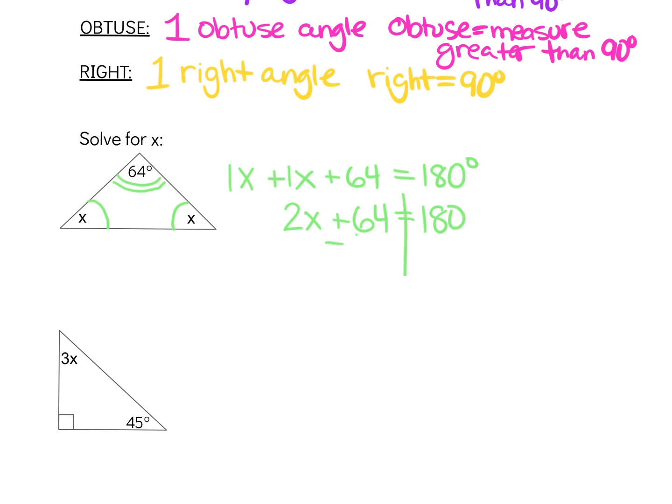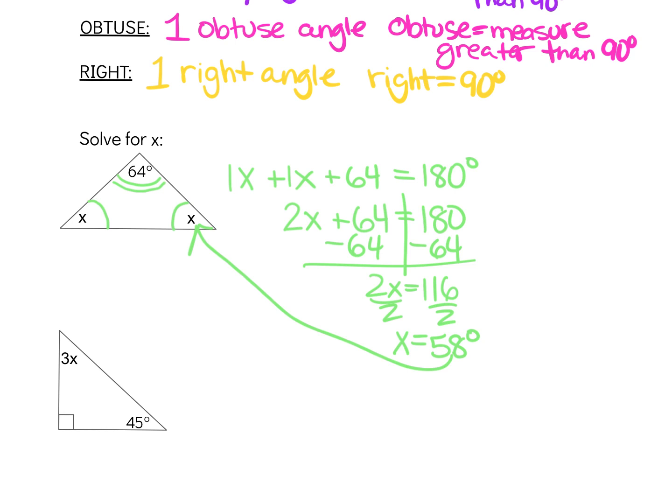We're going to solve the equation by first subtracting 64 from both sides. That's going to give me 2x is equal to 116. Divide by 2, and we get x is equal to 58 degrees. So we know that each of these angles right here is 58. We can check this by adding 58 plus 58 plus 64, and that's going to give us 180. So we know we got the right answer there.